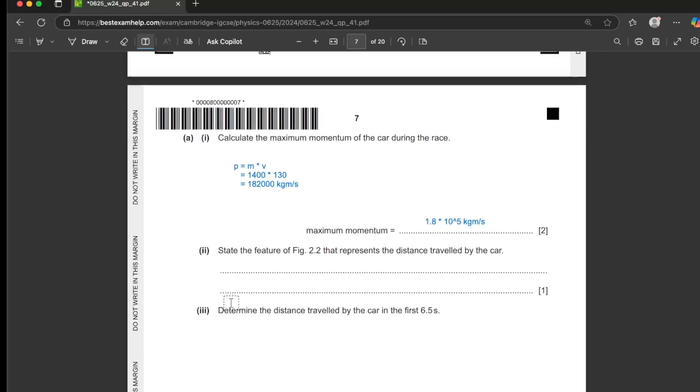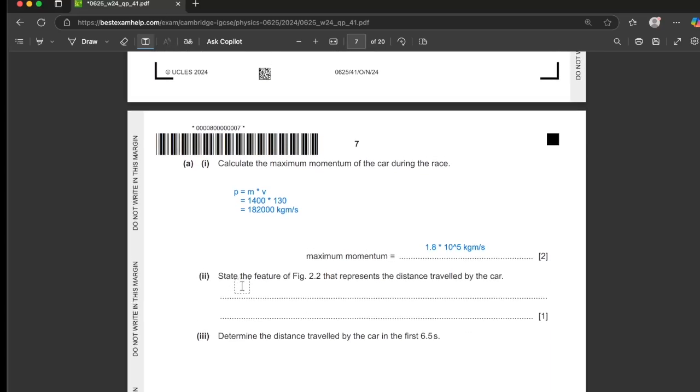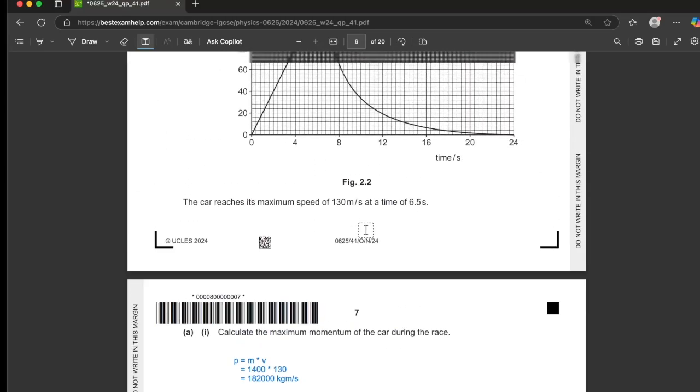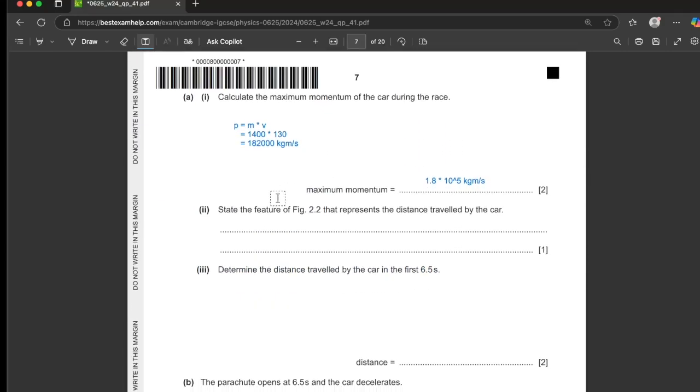State the feature of figure 2.2 that represents the distance traveled by the car. This is a speed-time graph, so if you want the distance, you get the area under the graph. So you just write: area under the graph represents the distance.